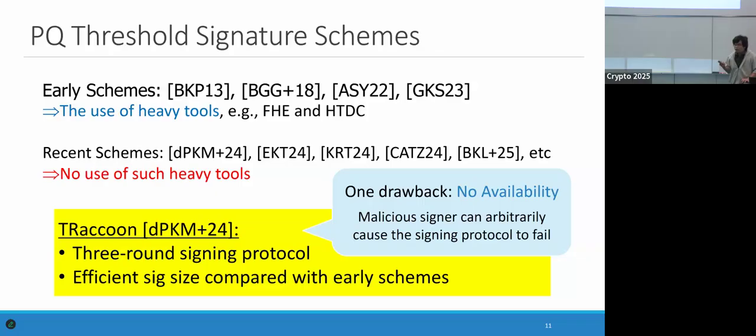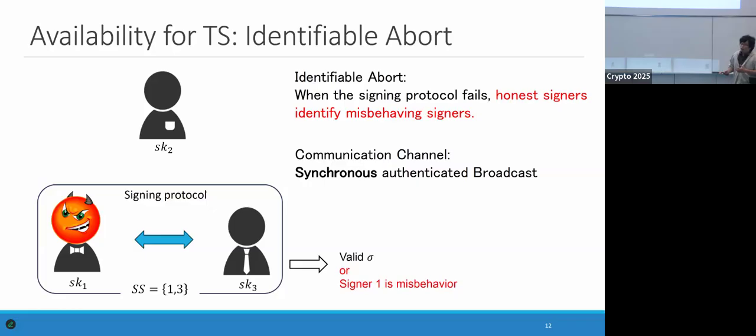As one drawback, threshold Raccoon does not achieve availability. Namely, a malicious signer can arbitrarily cause the signing protocol to fail. As a countermeasure against such attacks, we can consider a property called identifiable abort. This property guarantees that when the signing protocol fails, honest signers identify the malicious, misbehaving signers.